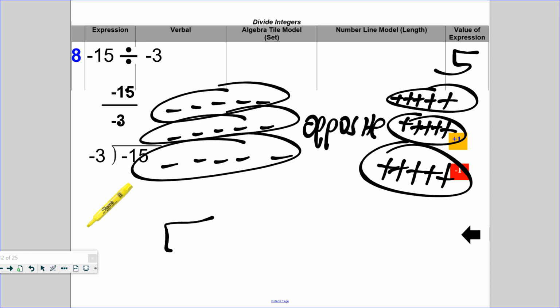What if I want to do it without a model? 15 divided by 3 is 5. Opposite of a negative is positive.